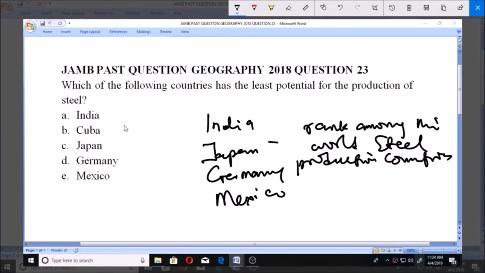So from this you can find out that India is here, Japan is here, Germany is here, Mexico is here. The only country left is Cuba, and that is why Cuba is the answer. Cuba has the least potential, because Cuba is not globally known for steel production. So Cuba is the right answer. Thank you.